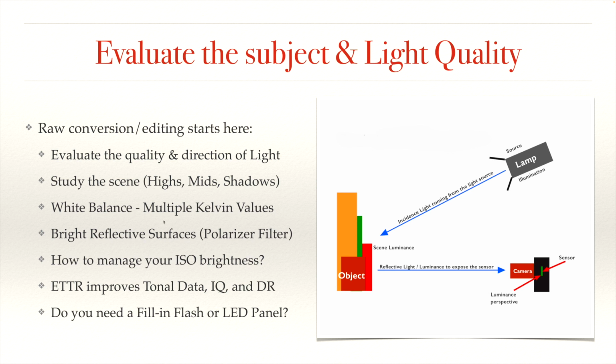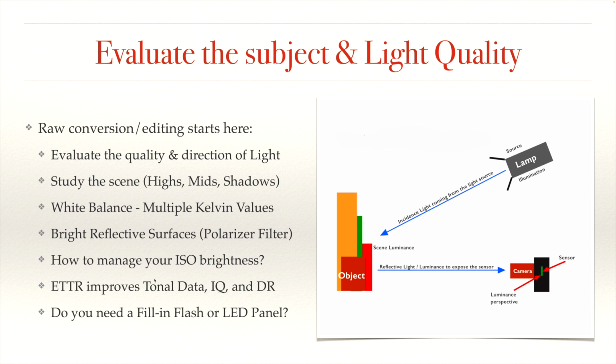So then the next step is to look at the white balance. You could have multiple situations. You could have shadow with a different white balance value versus mid-range or highlights. You need to take this into account. Then any reflected light surfaces. So you might have a car with bright surfaces. The best answer for that is not a high dynamic range sensor, but simply use a polarizer filter.